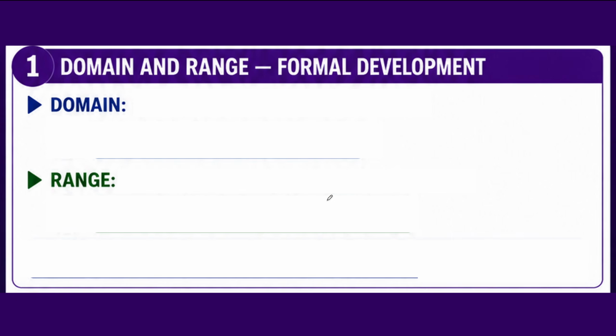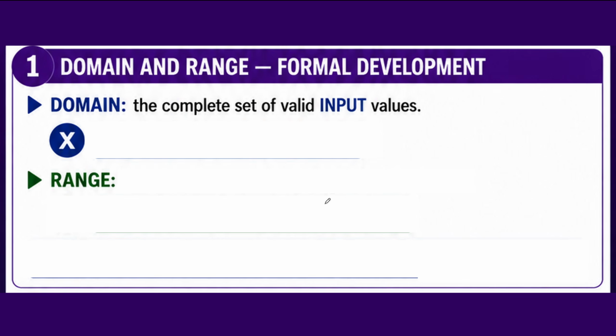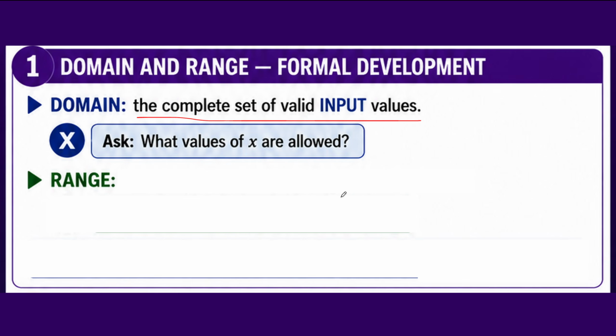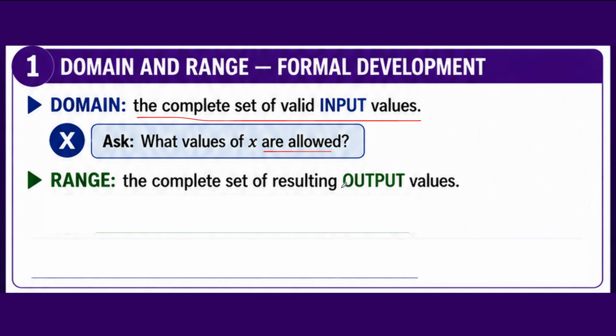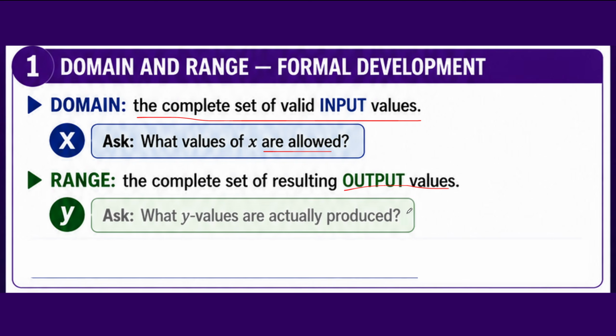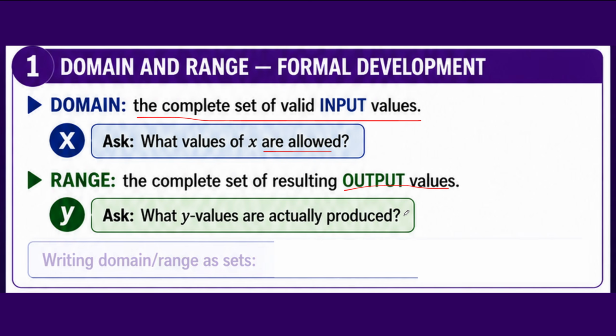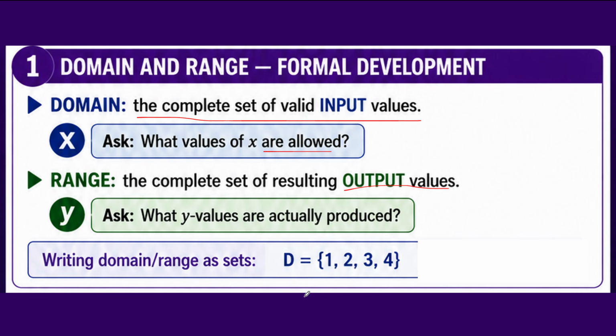So, guided discussion, let us identify the domain and range. By the way, again, the domain is the complete set of input values. Lahat ng x yan. Pwede mo itanong sa sarili mo, what values of x are allowed? Okay? Range naman, the complete set of resulting output values. Ano naman kaya yung mga y values na actually produced? Okay? So, ganito siya sinusulat.